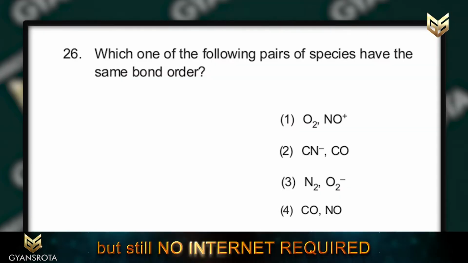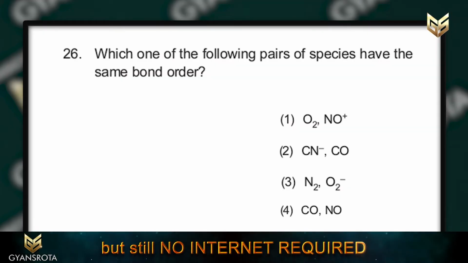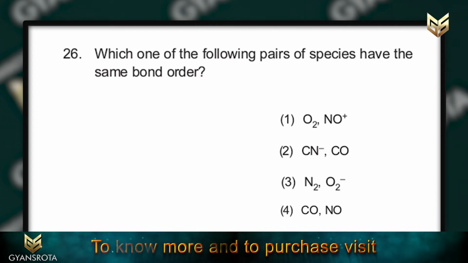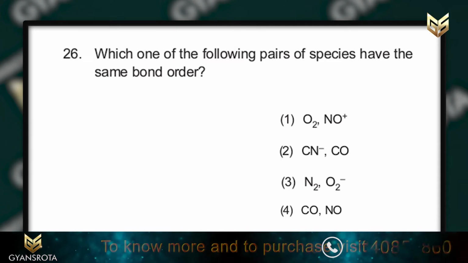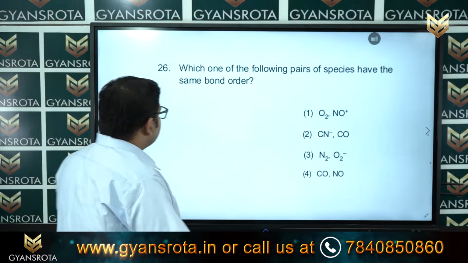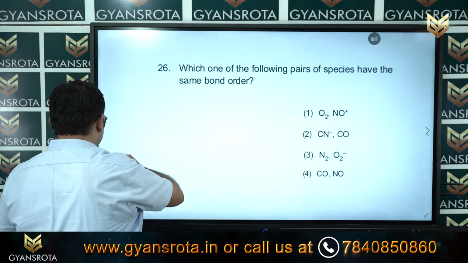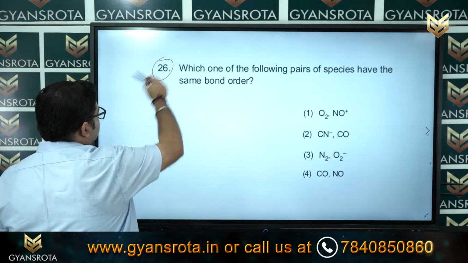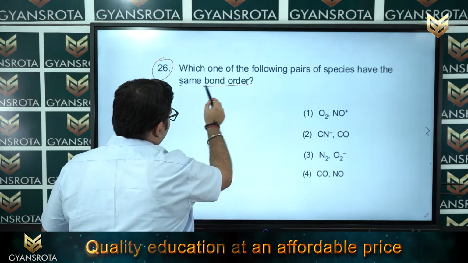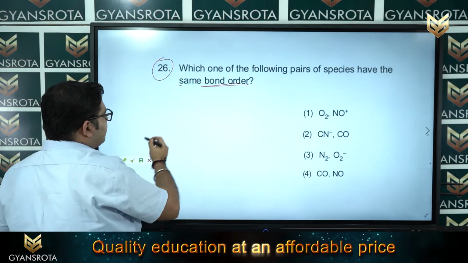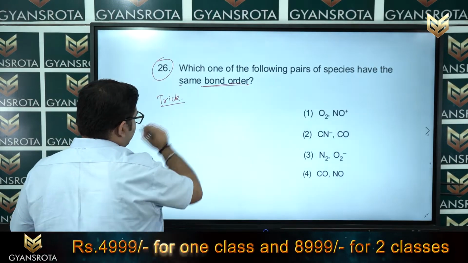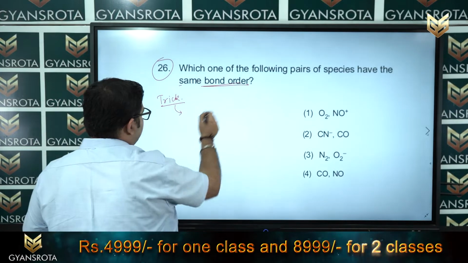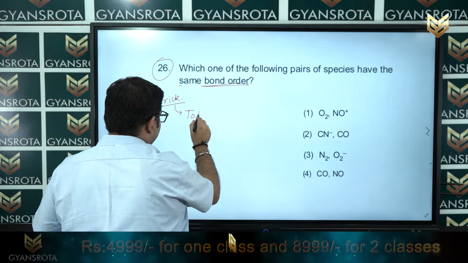So, question number 26 is on your screen. Which one of the following pairs of species have the same bond order? Now we are moving to the solution part. If you see, they ask you the bond order. So, for that I will give you a simple trick here. If this type of question they ask, rather than calculating the bond order, you first calculate the total electron count.